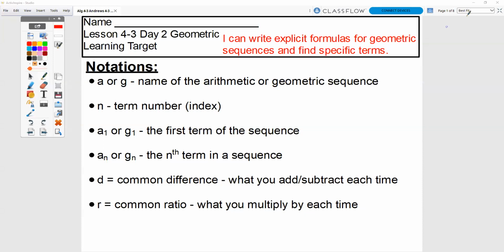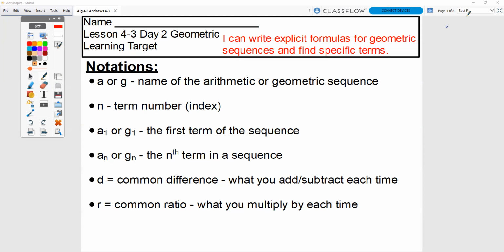This is a lesson for algebra for section 4-3, day 2. What we're talking about today are geometric sequences. Yesterday, we talked about arithmetic sequences where you're adding or subtracting by the same number each time. Today, we're talking about geometric sequences where you're just multiplying by the same number each time. There is no dividing in this. You're just multiplying by the same number each time.